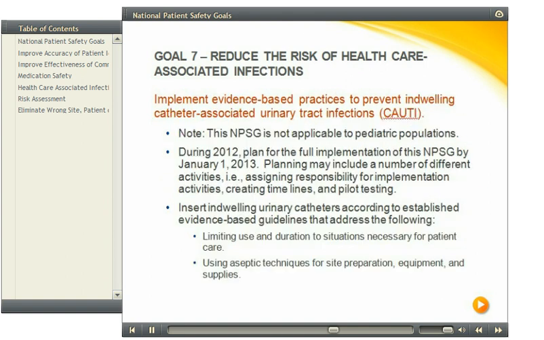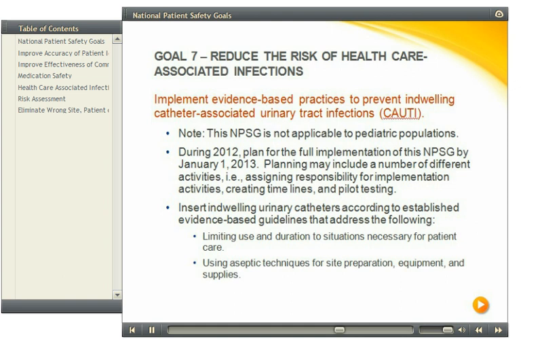Implement evidence-based practices to prevent indwelling catheter-associated urinary tract infections, CAUTI. Note: This NPSG is not applicable to pediatric populations. During 2012, plan for the full implementation of this NPSG by January 1, 2013. Planning may include a number of different activities, i.e., assigning responsibility for implementation activities, creating timelines, and pilot testing.